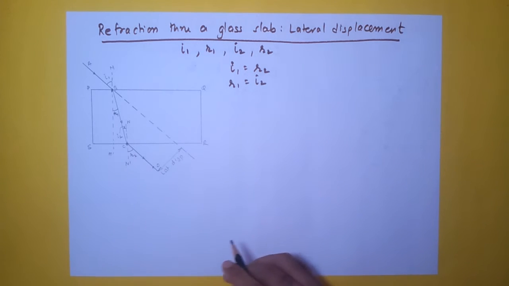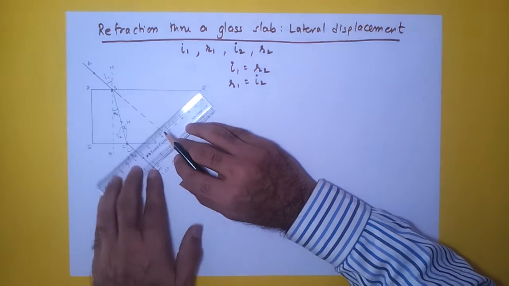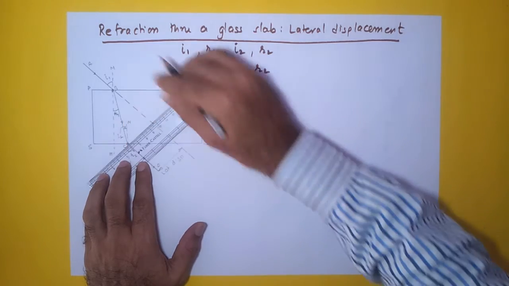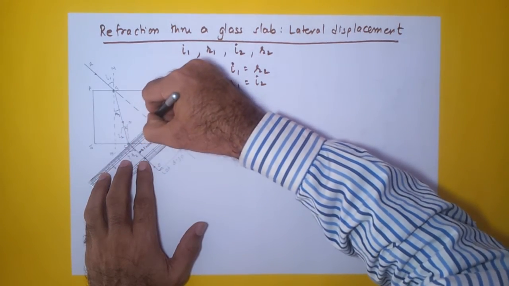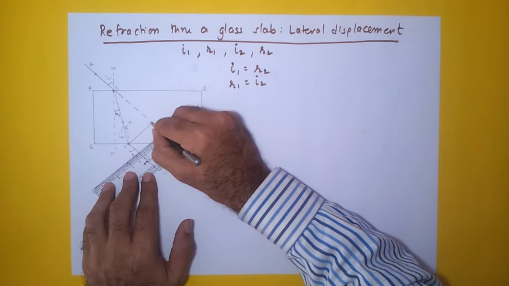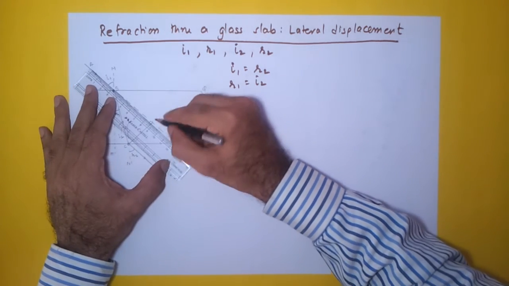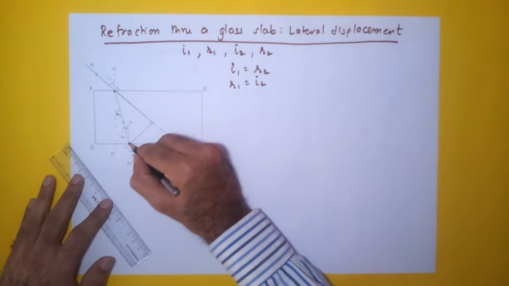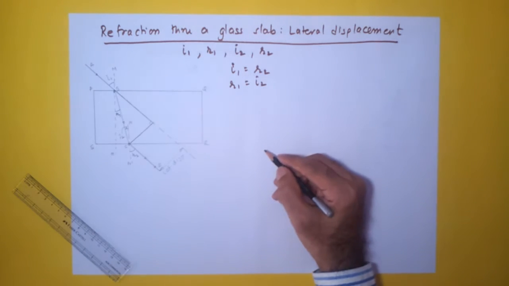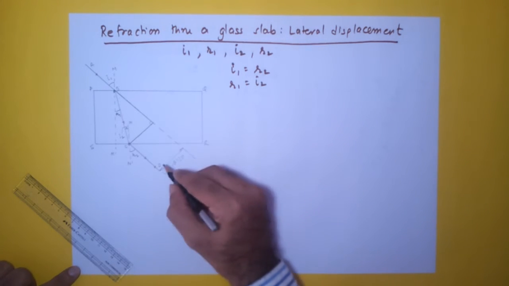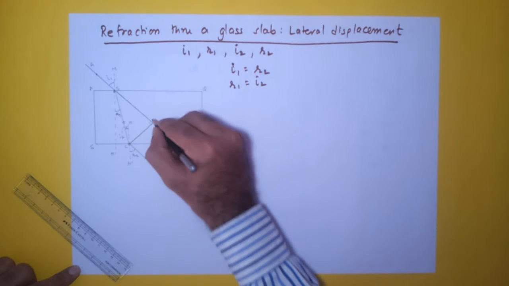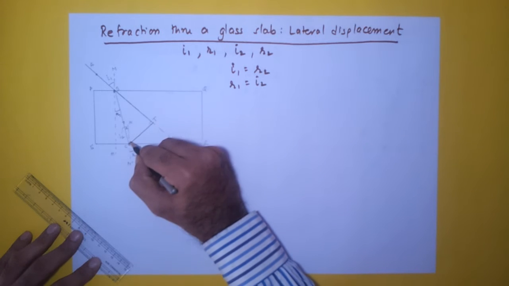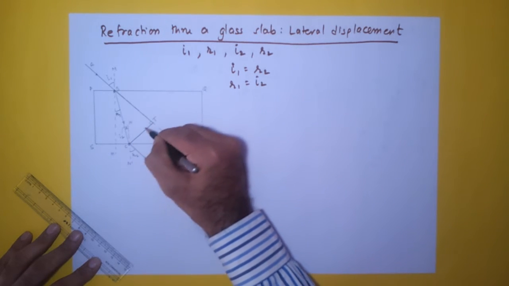Okay, so I want to find out lateral displacement. What I'll do is show the lateral displacement over here. From point C, I'll drop a perpendicular on this particular line. I'll draw a line over here. This angle is 90 degrees, and I'll make this a thick line. Let us give a name to this point. This point is called T. So we now have the lateral displacement, and our objective is to find an equation for CT.